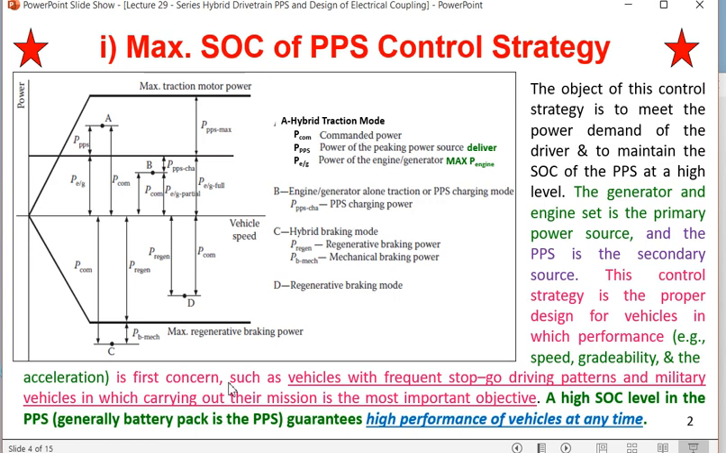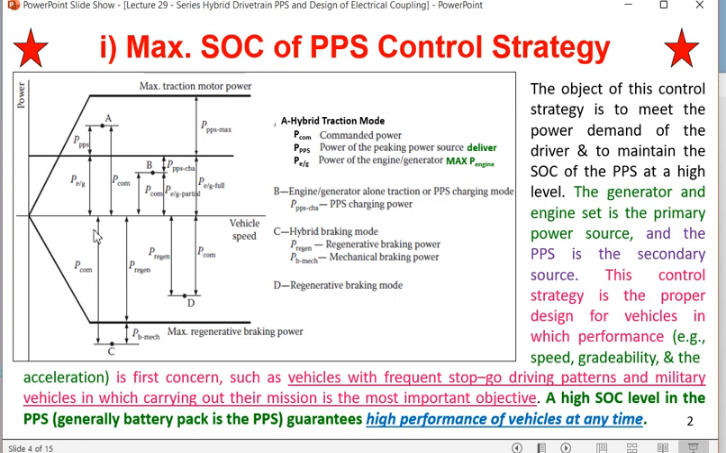It suits vehicles with frequent stop-go, that means city driving patterns, and military vehicles in which carrying out the mission is the most important objective. So even if you are in the city, even if it is a military vehicle, even if you are on the highway, this strategy, that is max SOC of PPS control, will be able to supply all the required power to the vehicle. A high SOC level in the PPS, generally the battery pack of the PPS, guarantees high performance of the vehicle at any time.